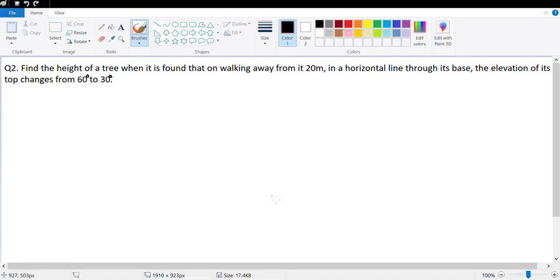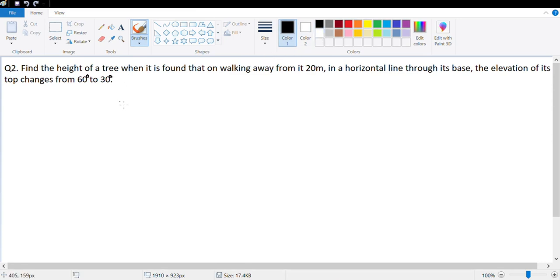Hi guys, let's look at the next exercise 22b. The concept still remains the same. We will need to figure out the height and distance between objects using the trigonometrical functions. Perfect. So let's look at the question.